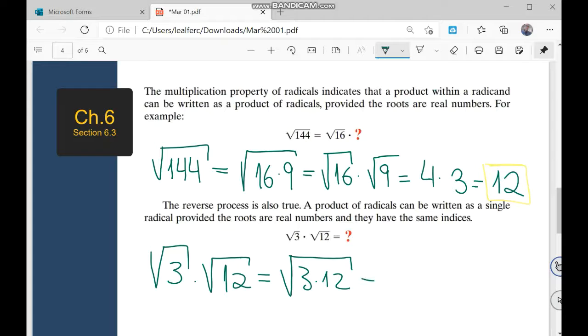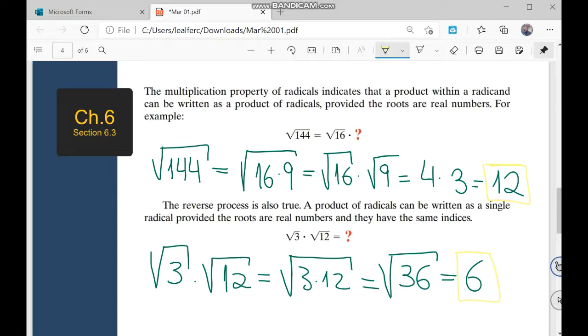Okay? And this is the square root of 36, and now you know the square root of 36 equals 6, and this is the answer. Yes, now you can simplify and find just one integer number, because the result was a perfect square.